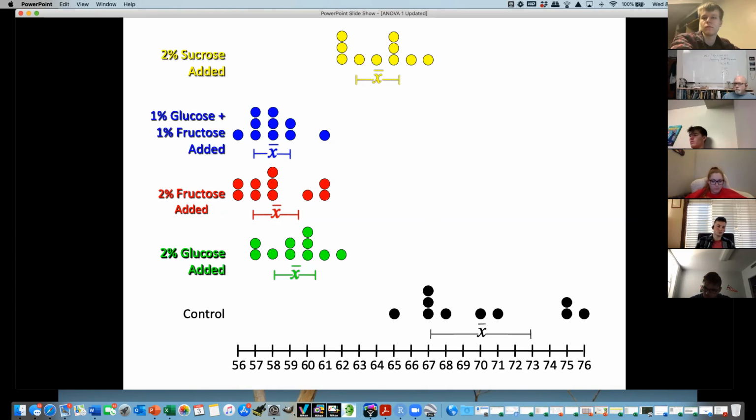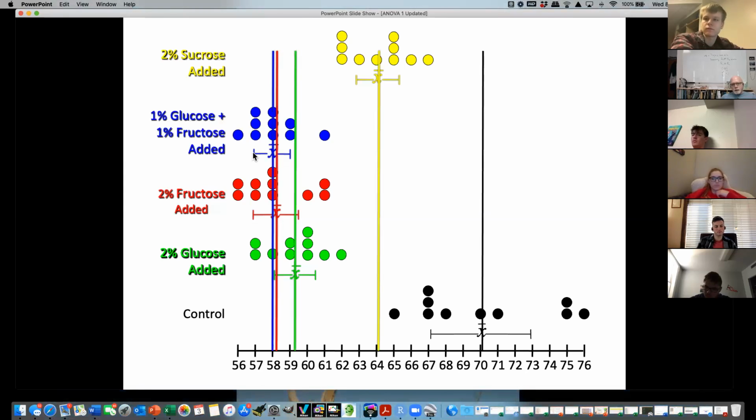Mm-hmm. What else? And is the 1% glucose plus 1% fructose added different? That's the blue one, so probably not. If we run the means up, we see that this mean is right at the edge of this mean's confidence interval, but what other mean looks different from other means? So you said that the control is different from everybody else. What else is different? The 2%.